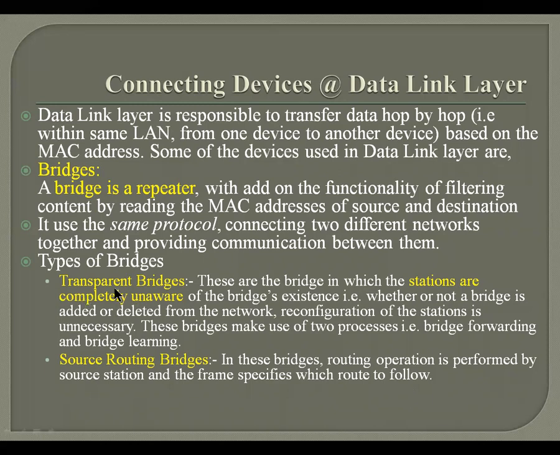The very first is the transparent bridge. These are bridges in which the stations are completely unaware of the bridge's existence. That is, whether or not the bridge is added to or deleted from the network, reconfiguration of the stations is unnecessary. This bridge makes use of two processes, that is, bridge forwarding and bridge learning. So this is the first type of bridge, that is, the transparent bridge.